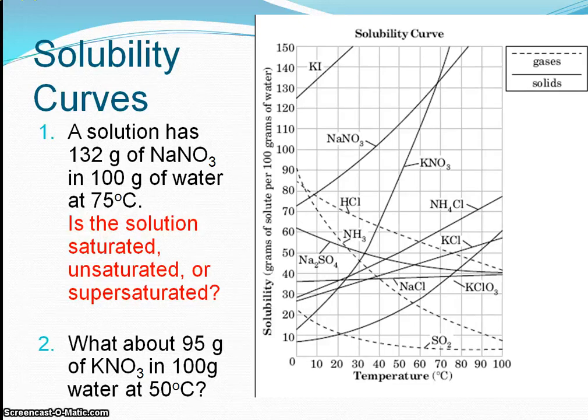So you have to set the amount of water constant, and that's why if you look at the y-axis, it's a whole long unit. It says solubility, but then it says grams of solute per 100 grams of water. So this graph only works if you have 100 grams of water.